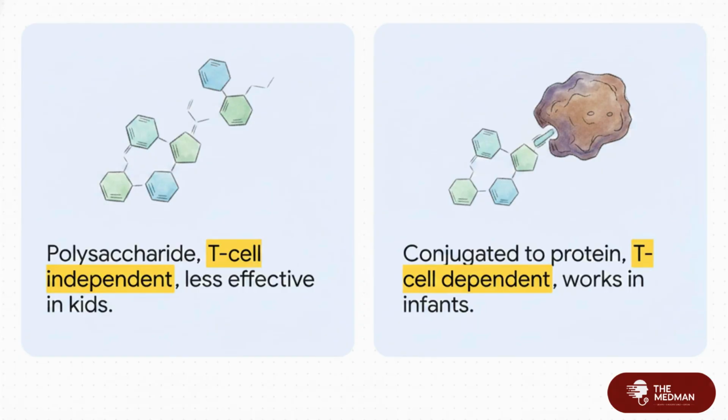But the PCV vaccine family, total game changer. Here, we conjugate, or chemically bind, that polysaccharide capsule to a strong carrier protein. That transforms it into a T-cell dependent response. It brilliantly creates strong immunologic memory and works incredibly well, even in young infants.